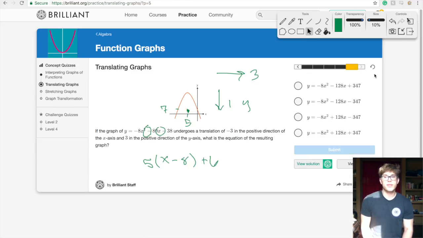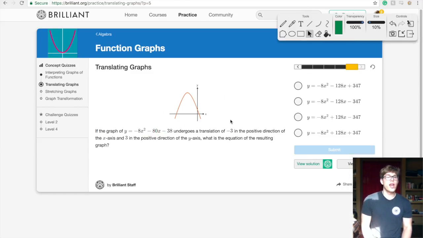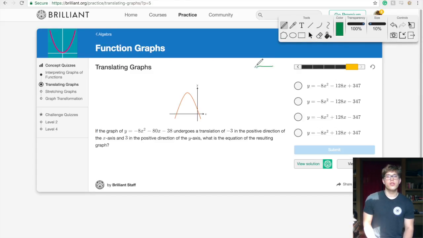Excellent. Let's check out this problem. If the graph of y equals negative 8x squared minus 80x minus 38 undergoes a translation of negative 3 in the positive direction of the x-axis, so it goes to the left 3 units, and 3 in the positive direction of the y-axis, so we're going to go up 3 in the y direction. What is the equation of the resulting graph?